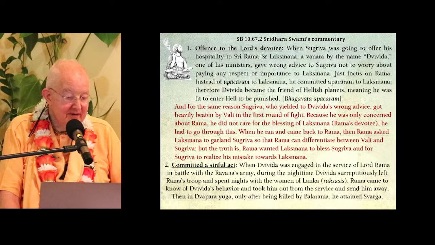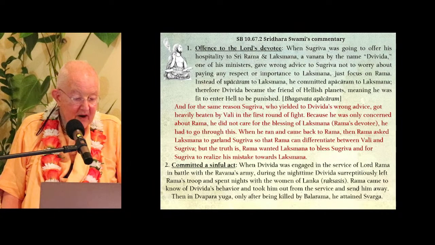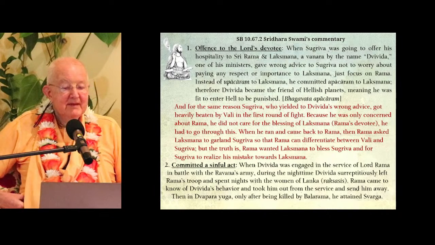And then he also mentioned this sinful act. He says it a little bit differently. When Dvivida was engaged in the service of Ram in battle with the Ravana's army, during the nighttime, Dvivida surreptitiously left Ram's troop and spent nights, plural, with the women of Lanka, or Rakshasis. Ram came to know of Dvivida's behavior and took him out from the service and sent him away. Then, in Dvapara Yuga, only after being killed by Balaram, he attained Swarga.